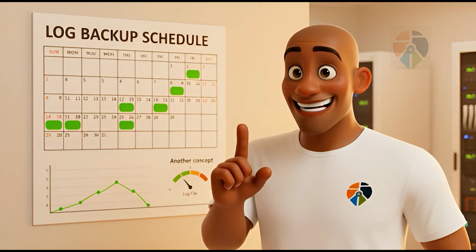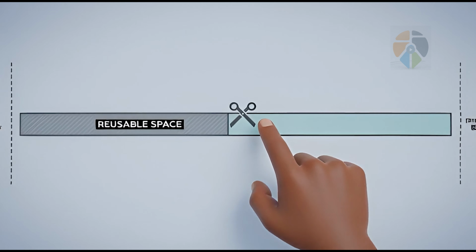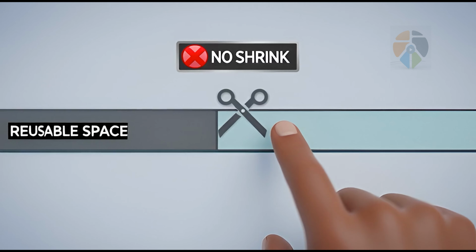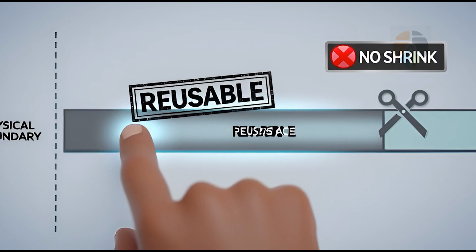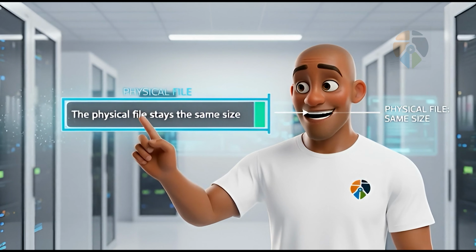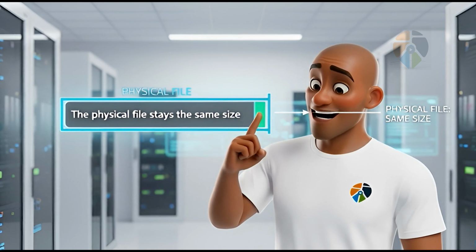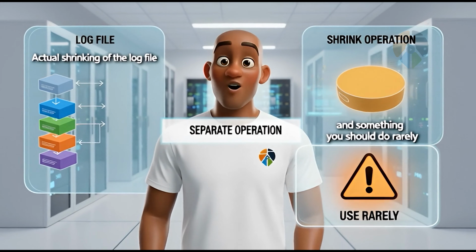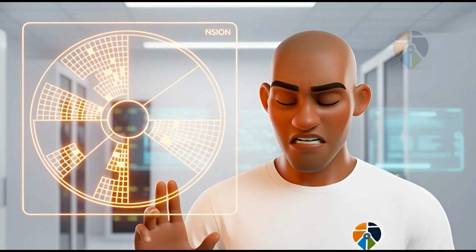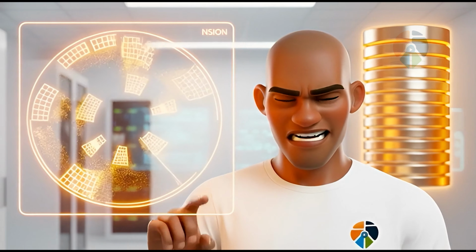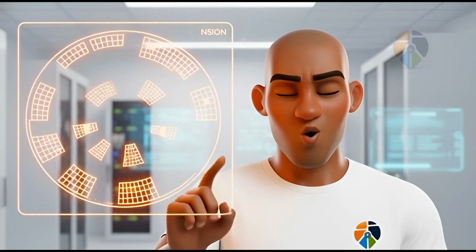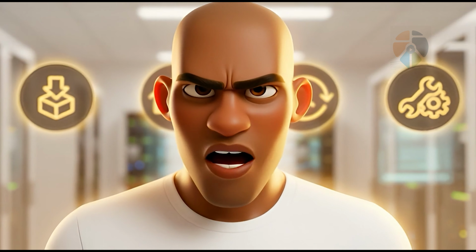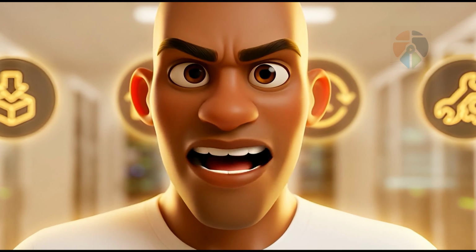Another concept to understand is log truncation. Truncation doesn't shrink the log file. It marks space inside the log as reusable. The physical file stays the same size, but the internal space gets recycled. Actual shrinking of the log file is a separate operation and something you should do rarely and carefully, as it can cause fragmentation. Understanding the transaction log is critical for backup strategy, recovery planning, and troubleshooting, all of which we'll cover in depth later in this course.